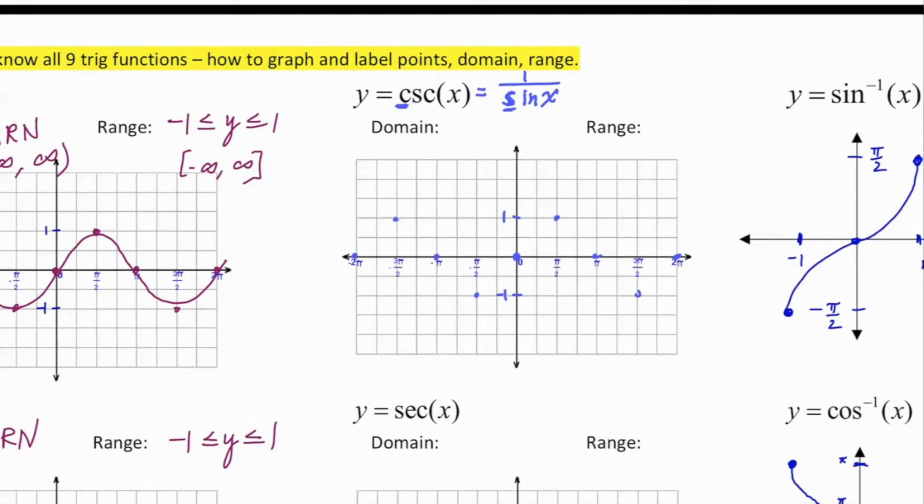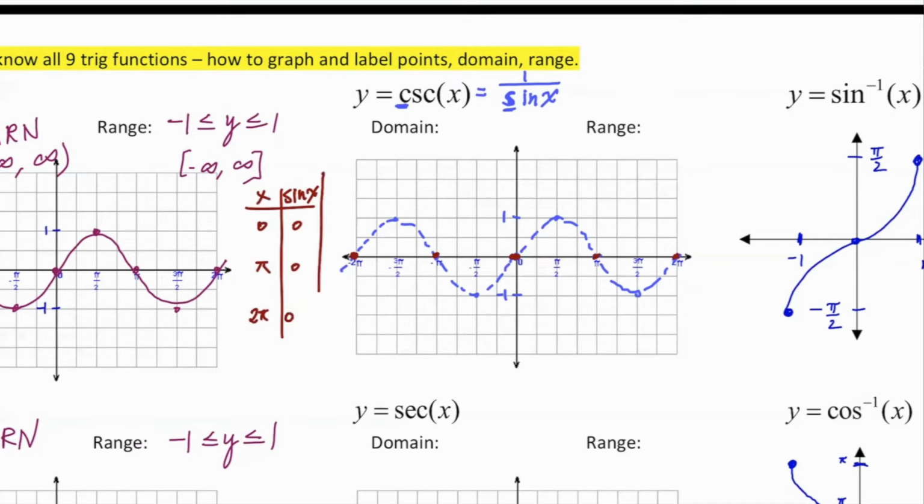I'm just graphing sine as a dotted graph because this is not my final graph. We're using this to help me graph cosecant. So then the sine function graph looks like this. And sine functions have values at zeros, right? So sine of 0 is 0. Sine of pi is 0. Sine of 2 pi is 0. But that's not what we're graphing. We're trying to graph the reciprocal of sine.